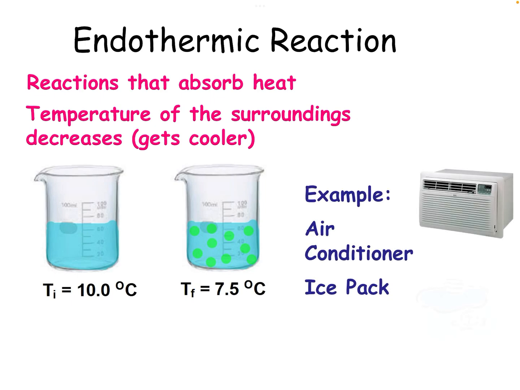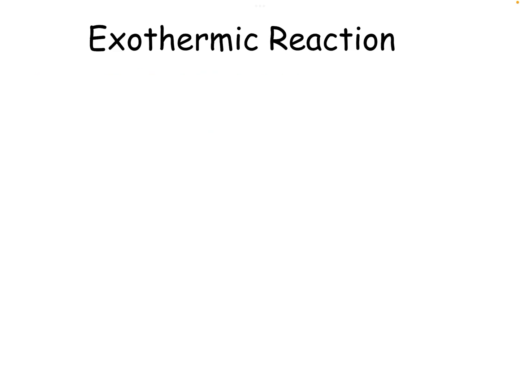So this happens in an air conditioner, where the air conditioner will take in the heat from the air and spit out colder air, or just something as simple as an ice pack. You put an ice pack on your body. Why does the ice melt? Because the heat is going from your body into the ice and thus melting it. And what does your arm feel? It feels colder. The opposite of endothermic is exothermic.